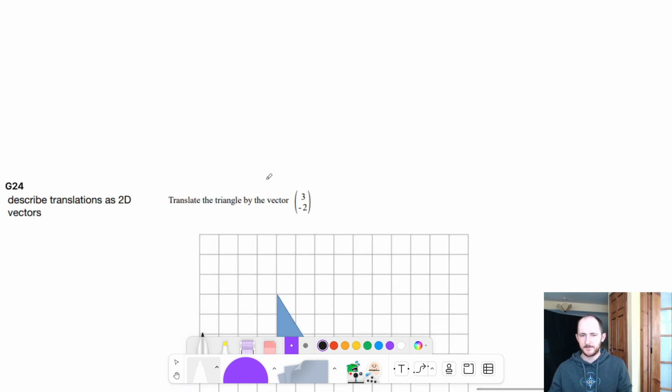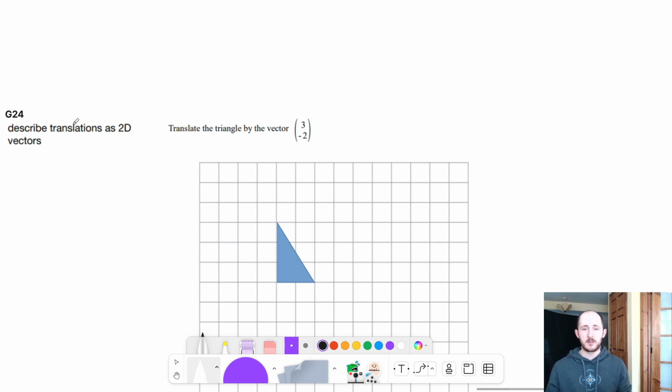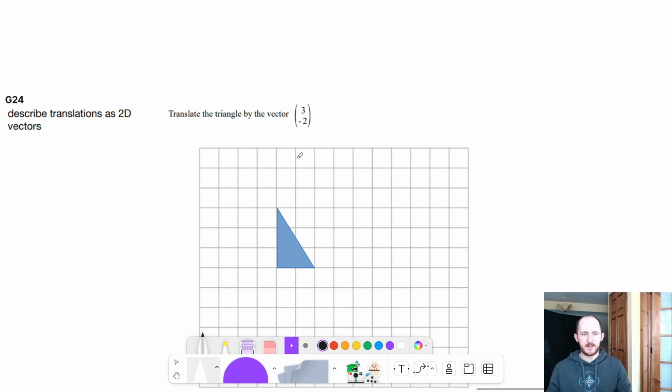Okay, so again, doesn't really matter what you call the letters, you just need two sides and the angle between those two sides. You also need to be able to describe translations as 2D vectors. So vectors aren't just those scary things at the end of like paper 3 or paper 2. They are actually used for translations.